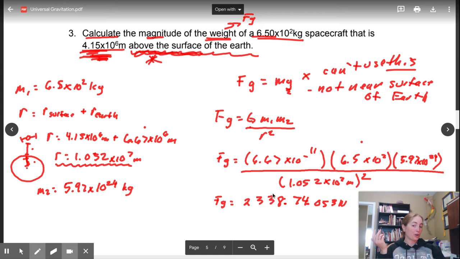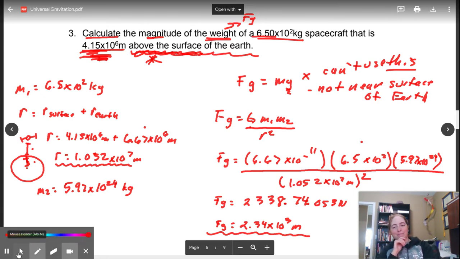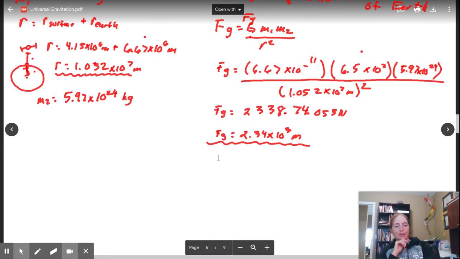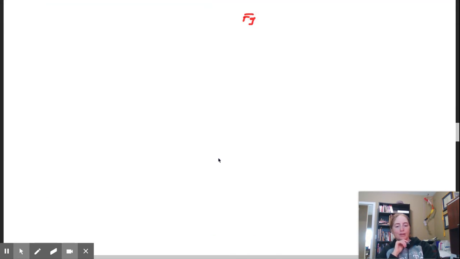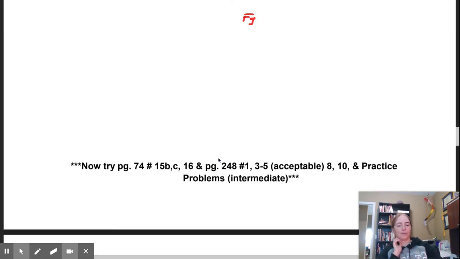Now, problem, we got 4 here, so scientific notation. Okay, so this is going to round that guy up. 1, 2, 3. Okay, now in the question, I said magnitude of the weight, so I don't need direction. Cool beans? Cool beans. Alrighty, ladies and gentlemen, that is that equation.